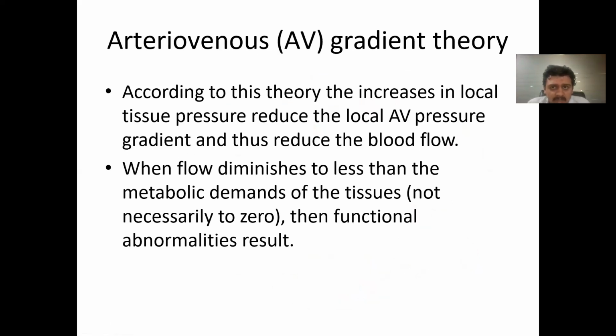Now, there is the AV gradient theory, which explains the cycle of the acute ischemic contracture. According to this theory, the increase in the local tissue pressure reduces the local arteriovenous pressure gradient. The arterial pressure remains the same, but the venous pressure increases due to the increase in the intracompartmental pressure, and thus reduces the blood flow. When the blood flow diminishes to less than the metabolic demand of the tissue, it is not necessary that the blood flow goes to zero, but when it reduces below the metabolic demand of the muscle, then functional abnormality will usually result.